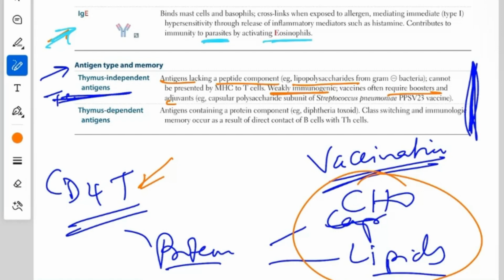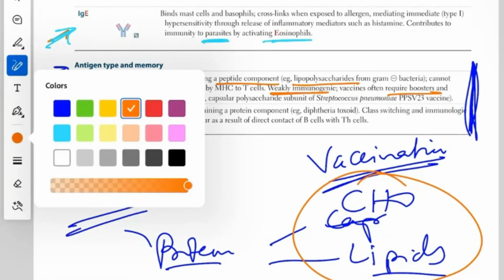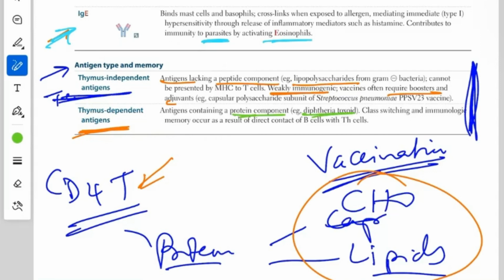So the best way to make those vaccines better is to conjugate them. So that's where we come to the T cell dependent antigens. The T cell dependent antigens contain a protein component, as you can see here. The example is diphtheria. So these would stimulate B cells and T cells, which is better than the T cell independent. Why? Because they will create memory B and T cells, right?